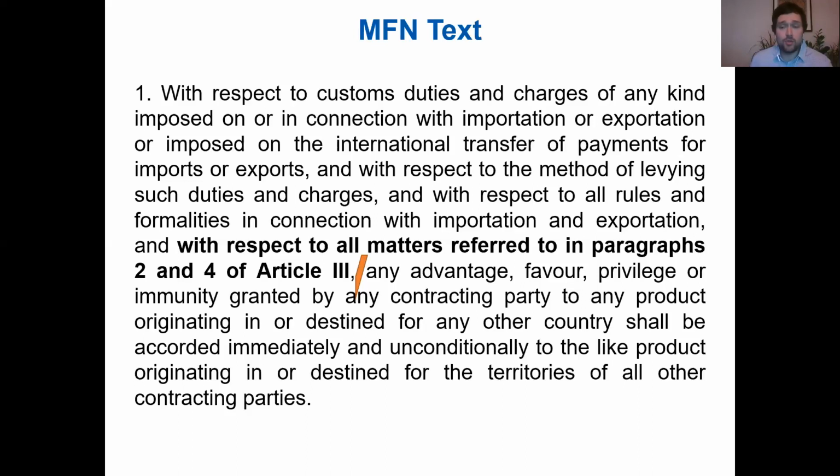So having read that, we now understand that MFN, the general MFN rule, does not only apply to measures related to crossing the border, to border measures, to customs duties, taxes, charges, international transfer of payments, formalities in connection with importation and exportation. No, Article 1 is much broader in scope. Article 1 also applies to all matters referred to in paragraphs 2 and 4 of Article 3. So it applies to domestic taxation and it applies to domestic regulatory measures.